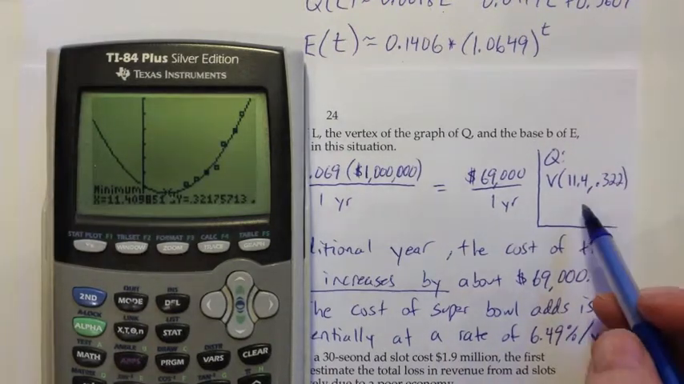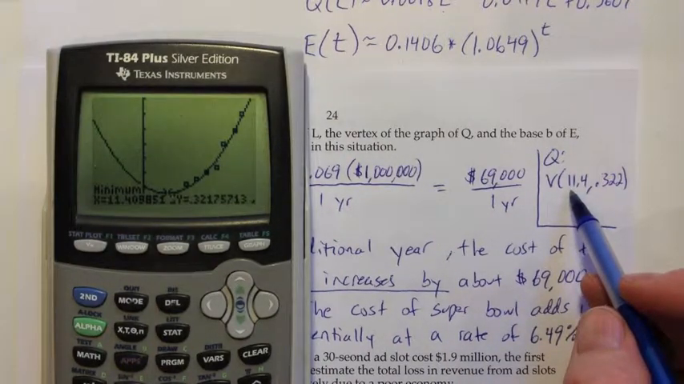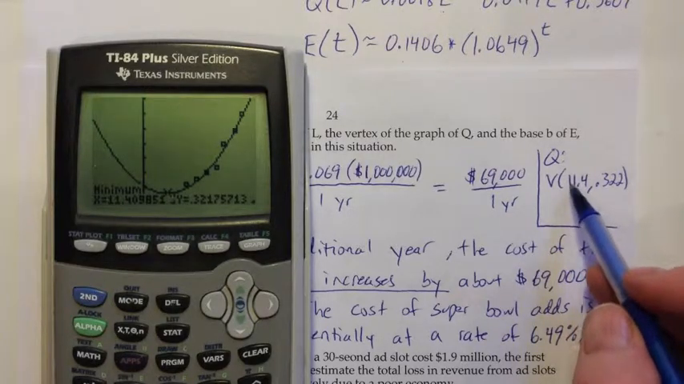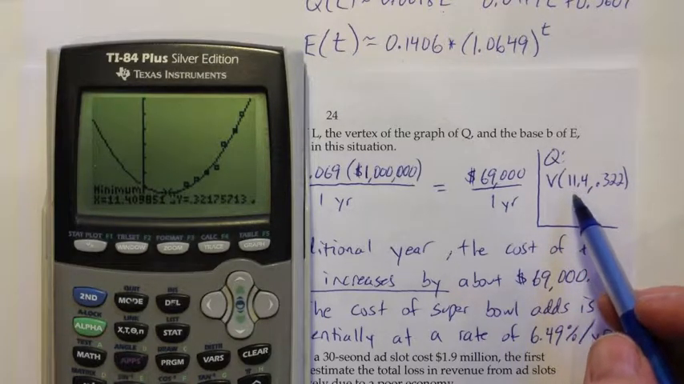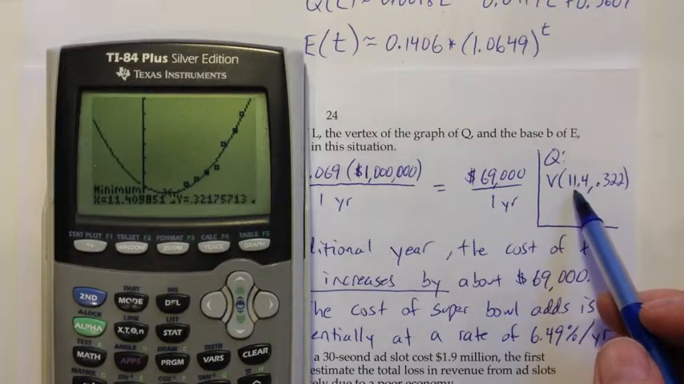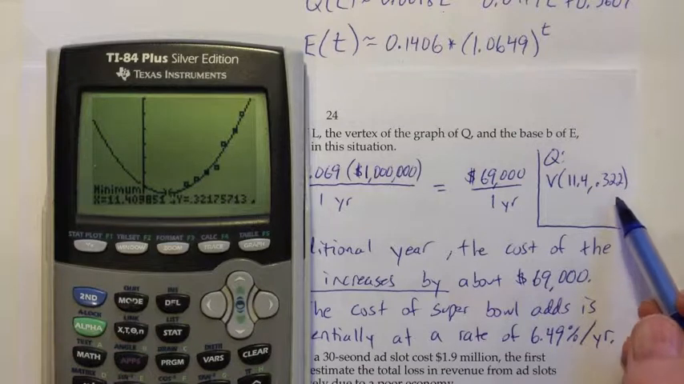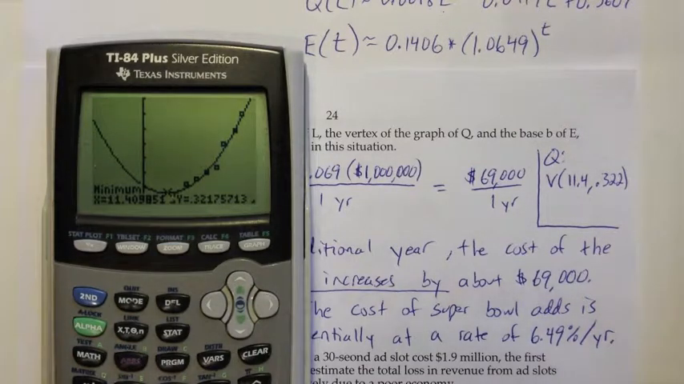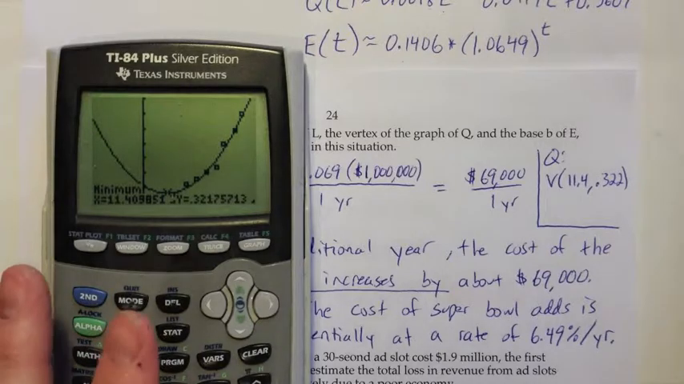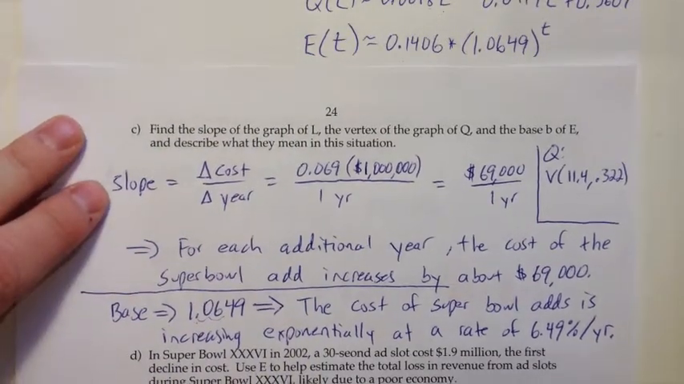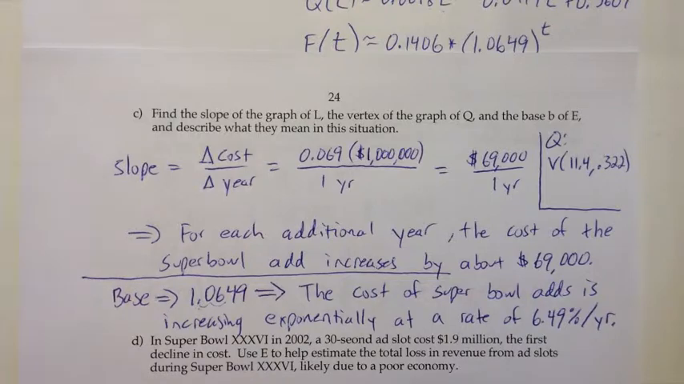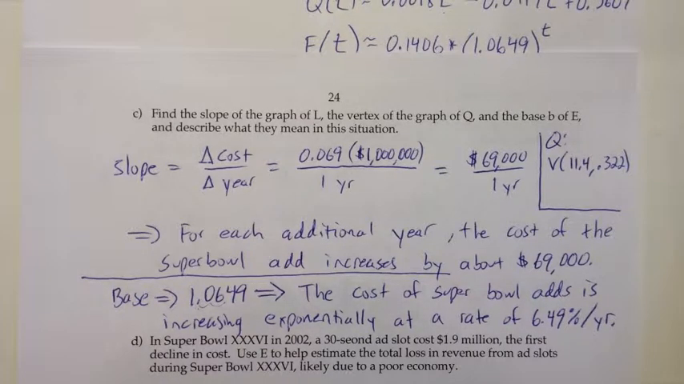So if I was going to interpret that, 11 would be 11 years after 1960, so that would be like 1971. And I would estimate that the low point for Super Bowl ad revenue was in 1971, and that it was about $322,000 per year. Again, don't stress too much over this vertex on the quadratic. You do have to answer it on a MyMathLab question, but I wouldn't put it on a test because we did skip the chapters on quadratic. So we do want to be good, though, at interpreting the slope and interpreting the base. That's where you should focus your attention as you're doing homework.